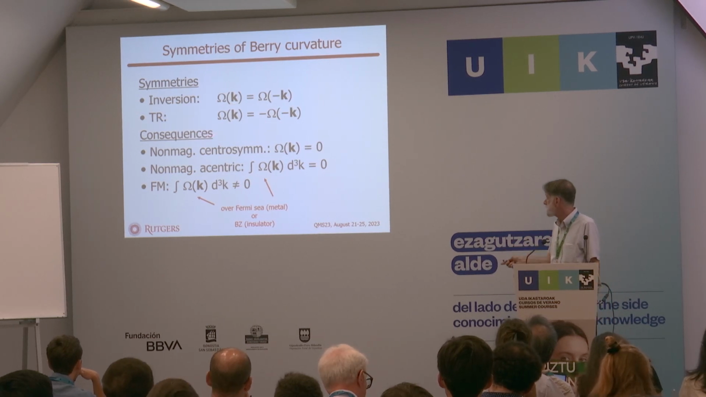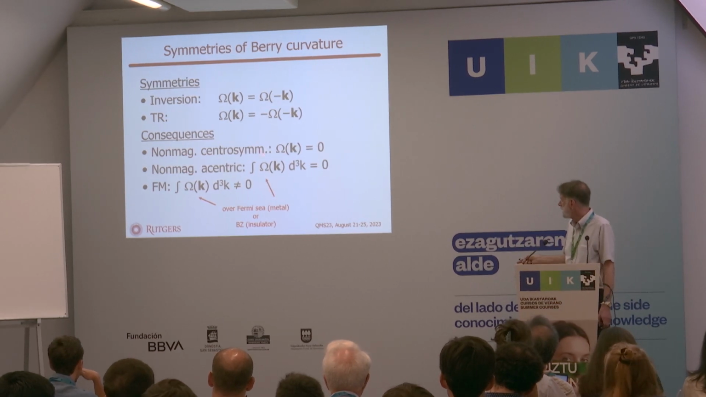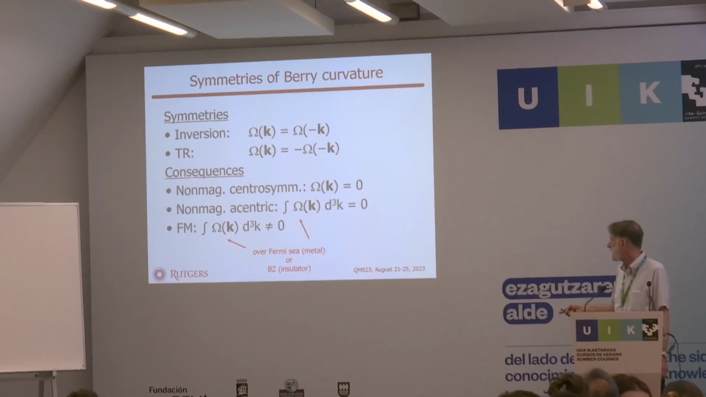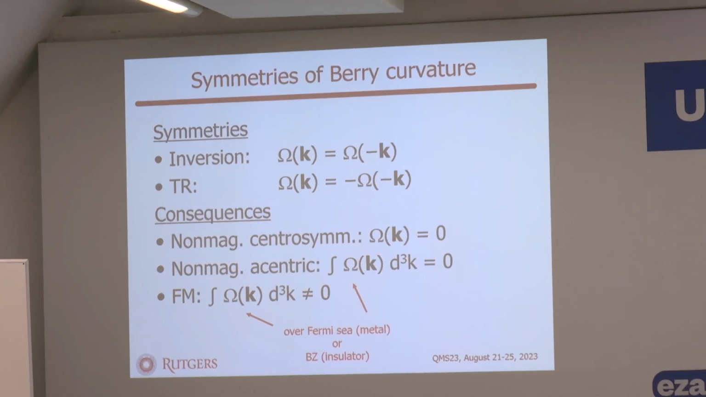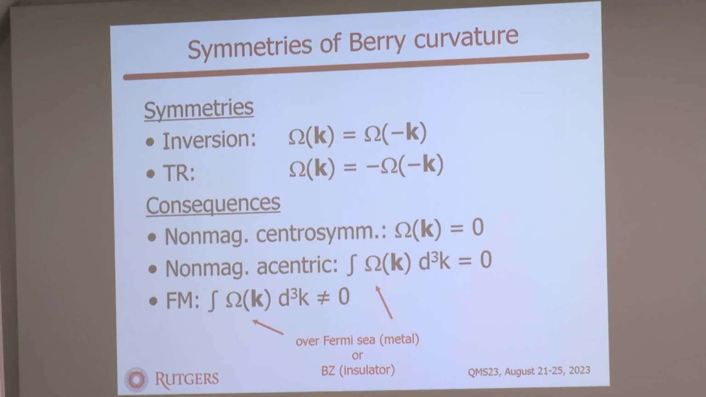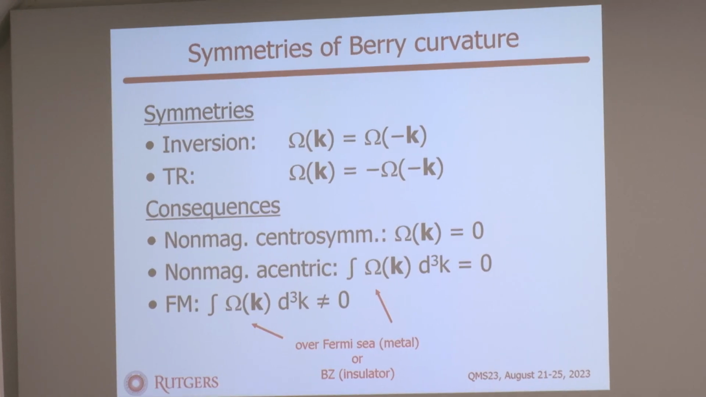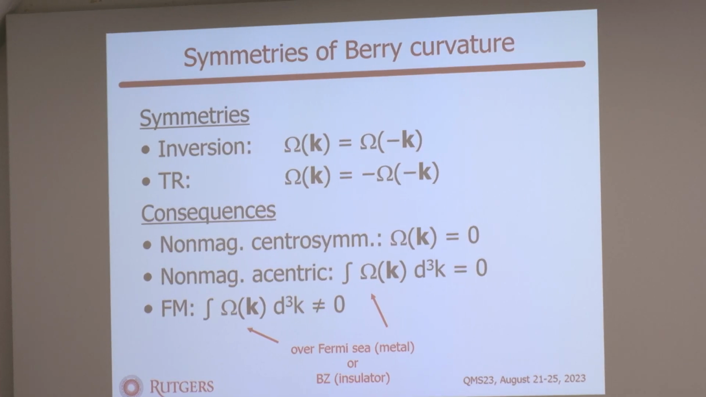So what this means is that, for example, if I have something like copper, which is non-magnetic and centrosymmetric, then the Berry curvature is identically zero everywhere in the Brillouin zone. And so the tradition of ignoring the Berry curvature is perfectly well justified in a case like that.